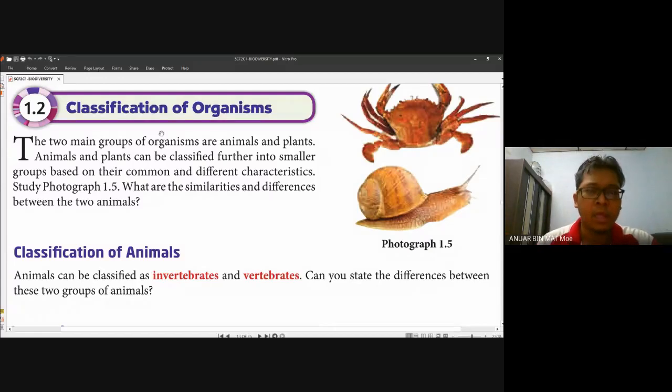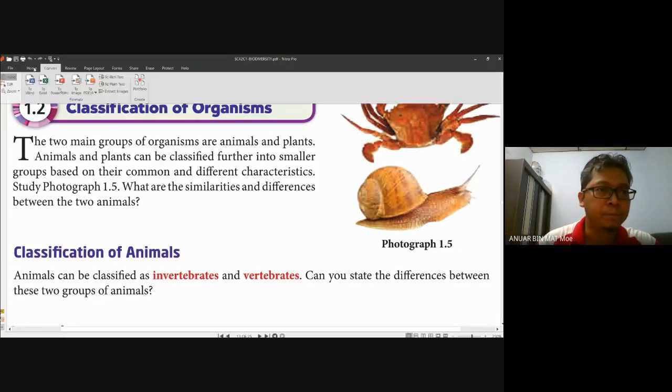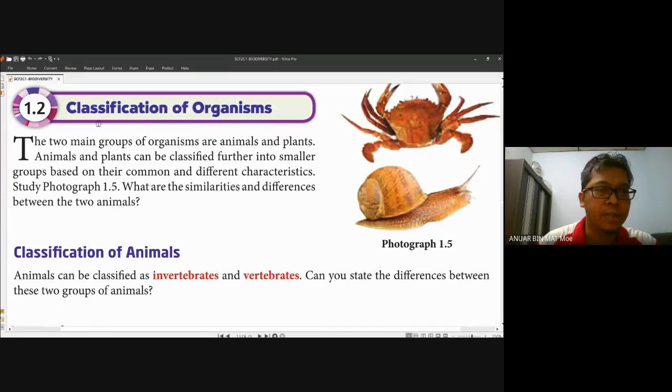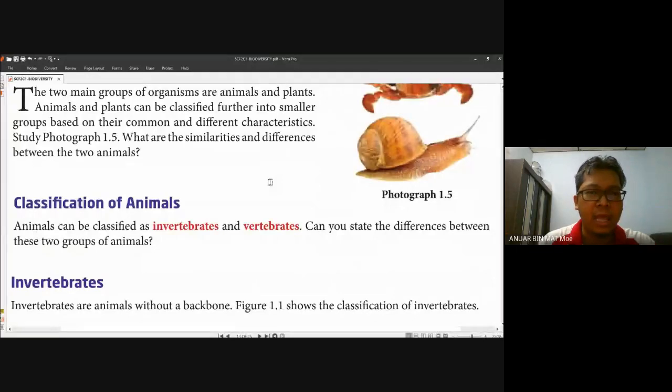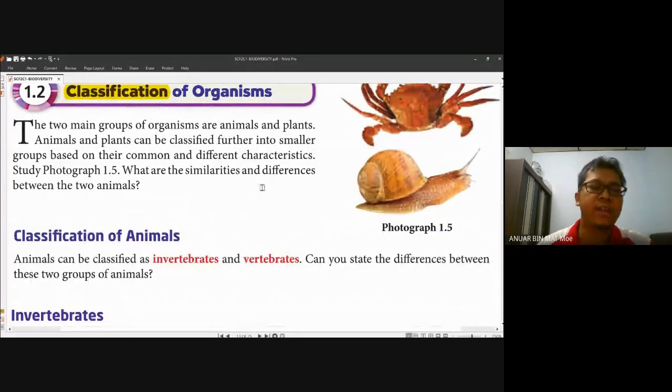Classification of organism. So direct to the point, what are the classification of animal? As you know, organism refers to what? Animal and plant. But in chapter number 1, we are going to learn about the biodiversity in animal and in plant, not including human. Because we want to learn about the animal and plant only.